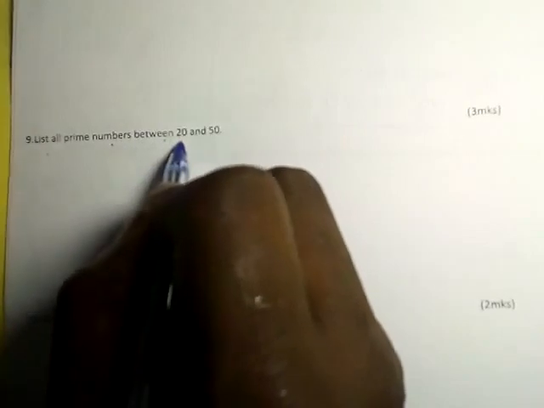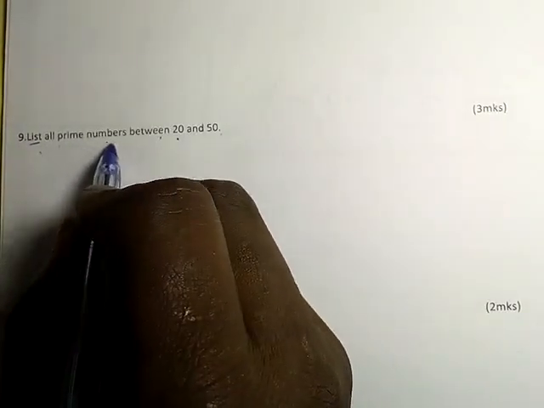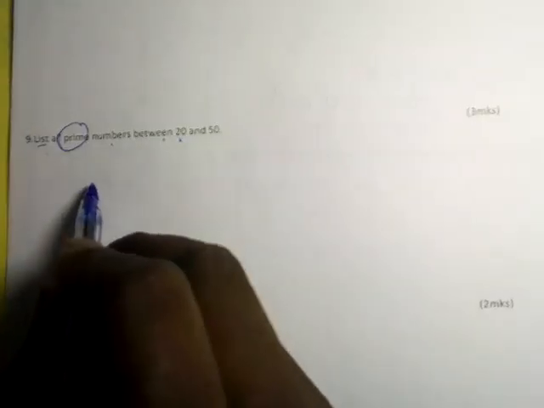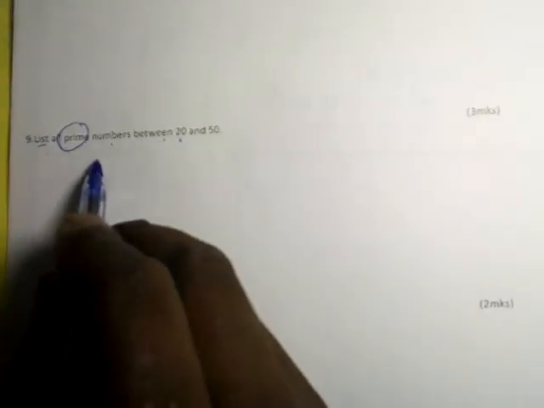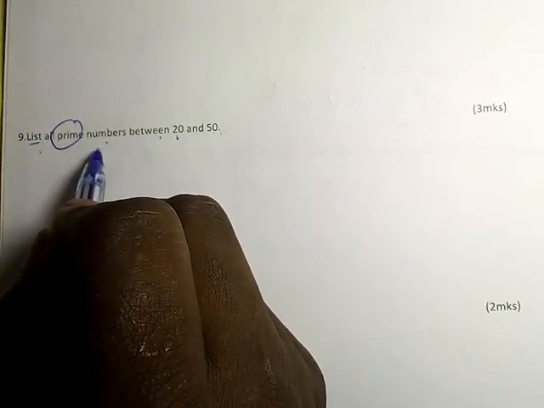List all prime numbers between 20 and 50. You are supposed to list, to write them down, all prime numbers between 20 and 50. Now, what is a prime number? A prime number is a number that is divisible by 1 and itself. There's no other number it can divide.